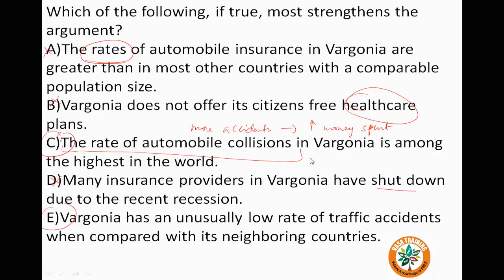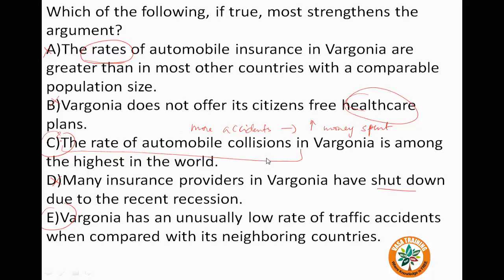So if anything, option C, even though it seems so relevant, is actually weakening the argument, because it is suggesting that the greater rate of accidents in Wagonia, the highest in the world, is the reason that insurance companies need to spend more money, which is not at all what we want to prove. And if you look at option E, it's actually saying pretty much the opposite of what C is saying.